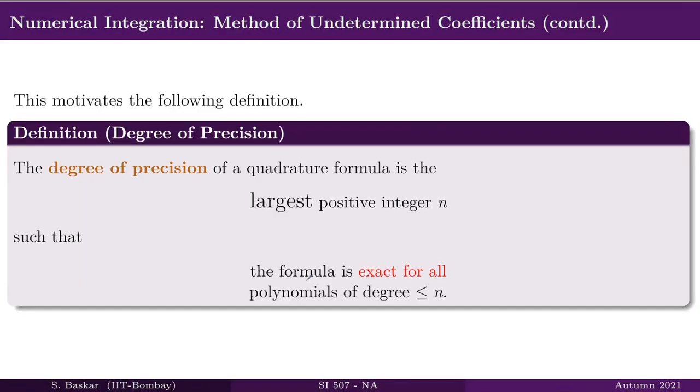Let us now introduce an important notion called degree of precision for a quadrature formula. The degree of precision of a quadrature formula is the largest positive integer n such that the formula, that is the quadrature formula, is exact for all polynomials of degree less than or equal to n.